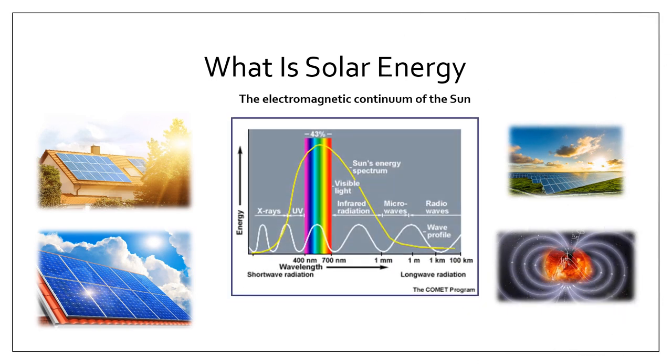So for solar energy, I want you to always remember electromagnetic, all right? And if you remember this, I'll be very happy. So what's the electromagnetic continuum? That's this: we have energy and we have wavelength, and this is the distance that we measure for each wave. Even if we see the light as a wave, we have different parts in the sunlight. So we have the X-ray part, the UV part, visible light, the sun's energy spectrum, infrared radiation, microwave, and radio wave.